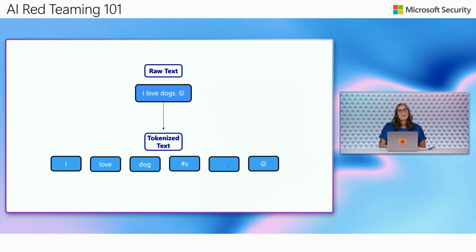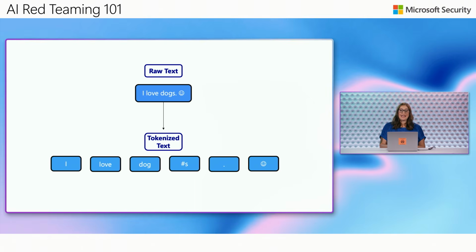So here on the top of the slide, we have raw text, "I love dogs", period, smiley face. And the tokenized text might look like "I", "love", "dog", "#s" to signify plural, period, smiley face. And so this is how the model starts to take in the data, and it's seeing this stream of tokens and trying to predict what comes next.